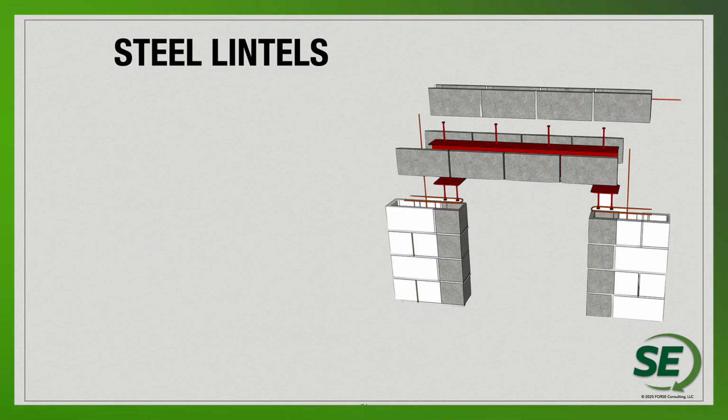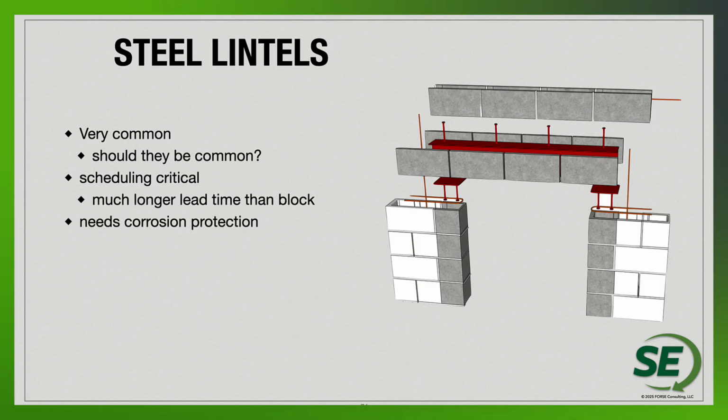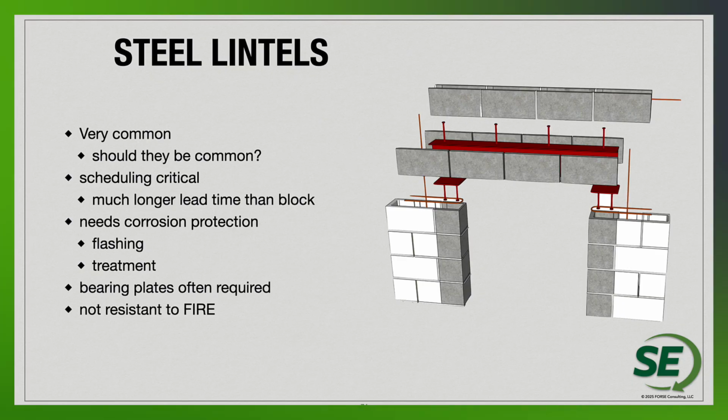The next option material-wise for lintels in a masonry wall would be steel. Very common, should they be. They're scheduling critical. They're long lead time for a lot of these elements because there are other parts and pieces that have to be connected to them. You need corrosion protection. You need flashing and treatment to these elements to make sure that they don't rust. You need bearing plates very often, and those also need some corrosion protection or need to be considered from the overall aesthetic. It's not resistant to fire, so it's going to have a lot less fire rating.